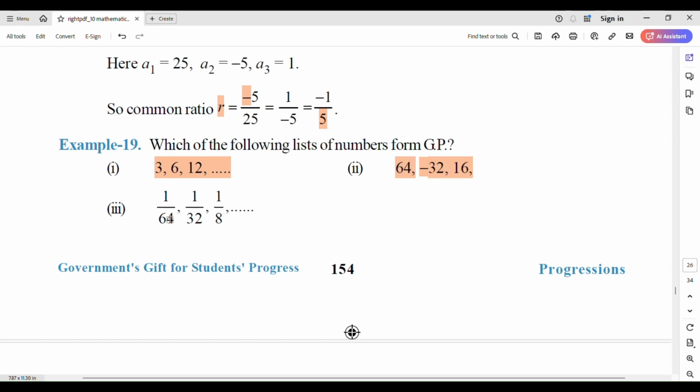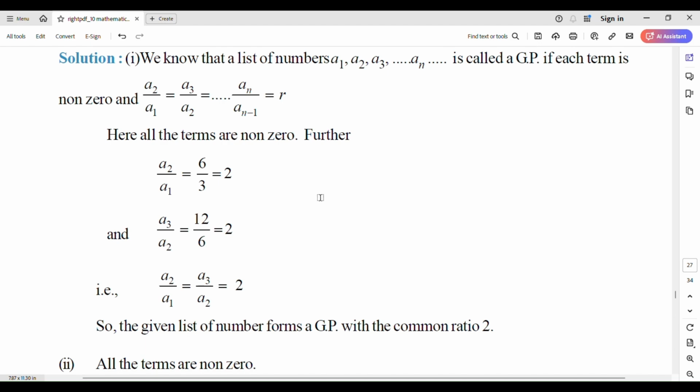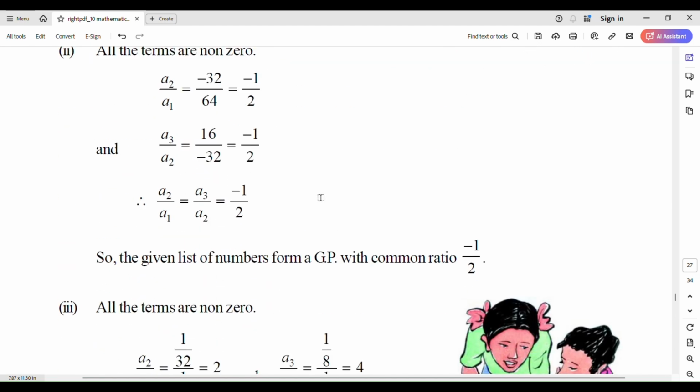And in this case 1 by 32 divided by 1 by 64 which means 2. And 1 by 8 divided by 1 by 32 which is actually 4. So here the common ratio is not fixed, the common ratio is varying. First time it is 2, here it is 4. So this is not in geometric progression. The third one is not in geometric progression. I think the same thing is described here in detail. You can check it.